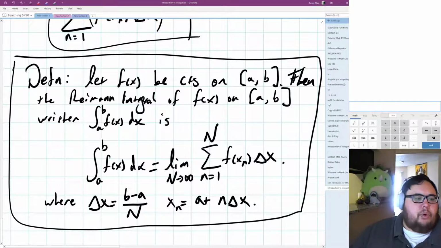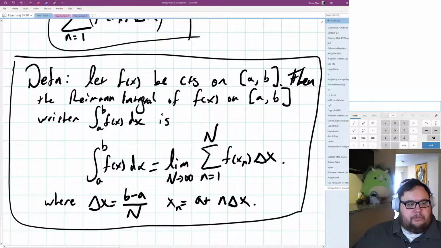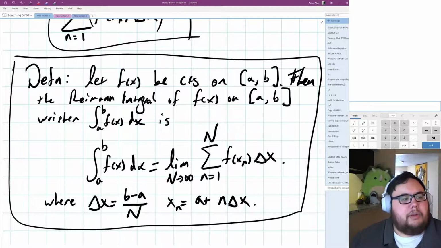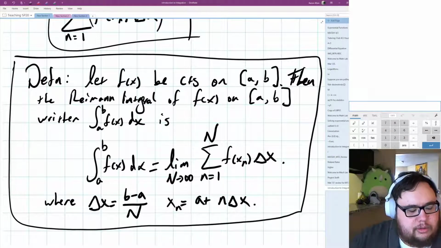So this is a big important definition, okay? This is how we are going to define and evaluate integrals for at least today. Does anybody have any questions with where we're at right now?